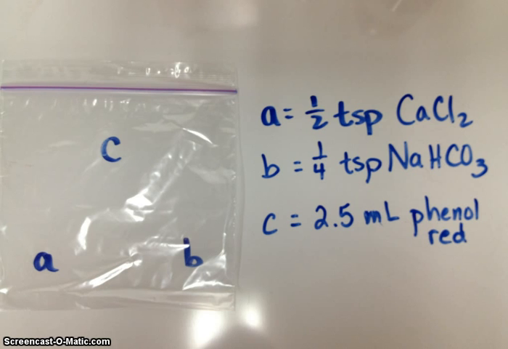This picture is meant to show you that in the corners of the bag, A and B, that's where you'll be putting your solid chemicals, and C is where you'll be placing the phenol red. The first thing you'll do is put in 1/2 teaspoon of the calcium chloride in one of the corners. Then you'll be putting 1/4 teaspoon of sodium bicarbonate in the other corner. And then you'll be putting 2.5 milliliters of phenol red near the top of the bag, near the top where the zipper is.